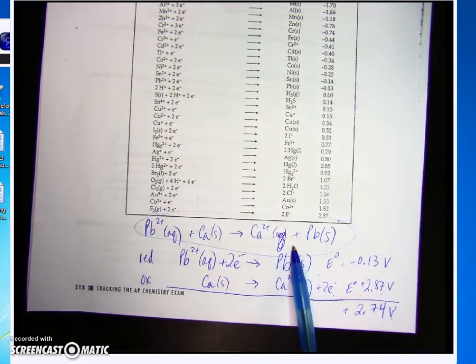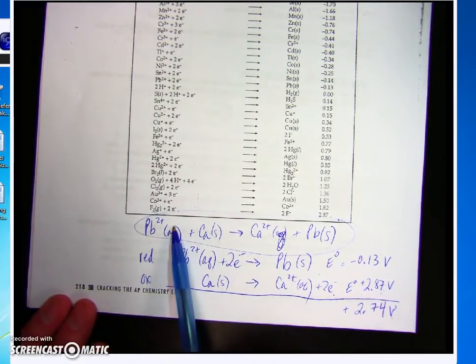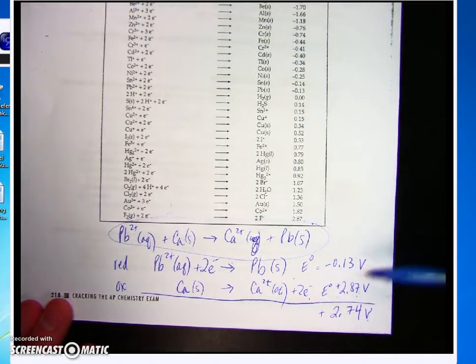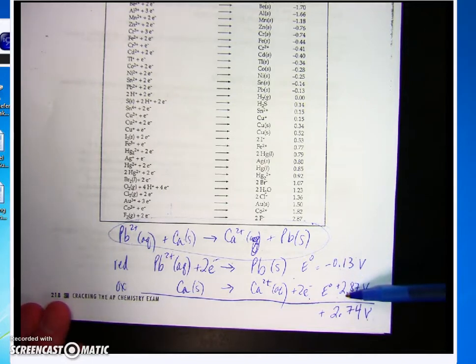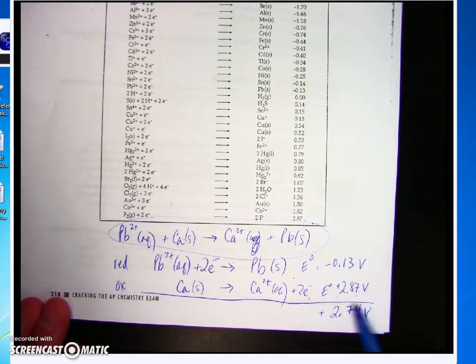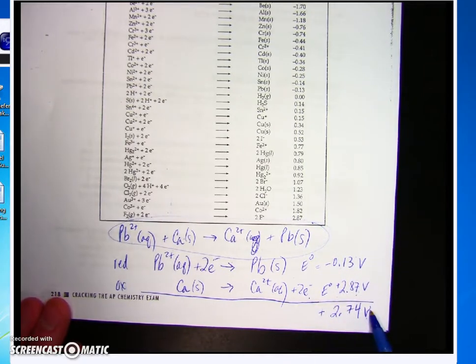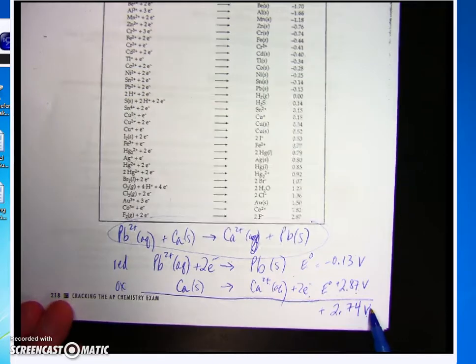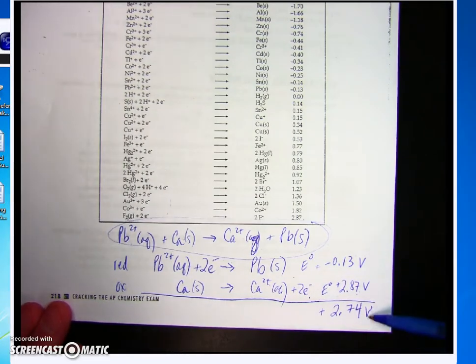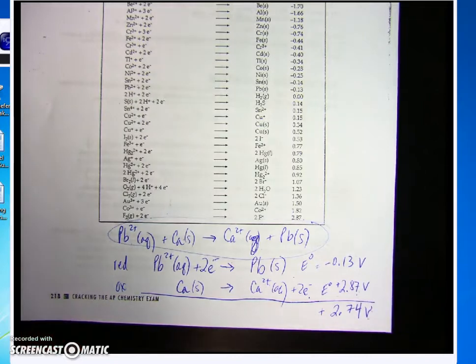In essence, had we reversed this reaction, both of these signs would have been reversed. You'd have a positive 0.13 and a negative 0.287, resulting in a negative voltage. When you have a negative voltage, you in fact do not have a battery. It is non-spontaneous, and you would get nothing happening.